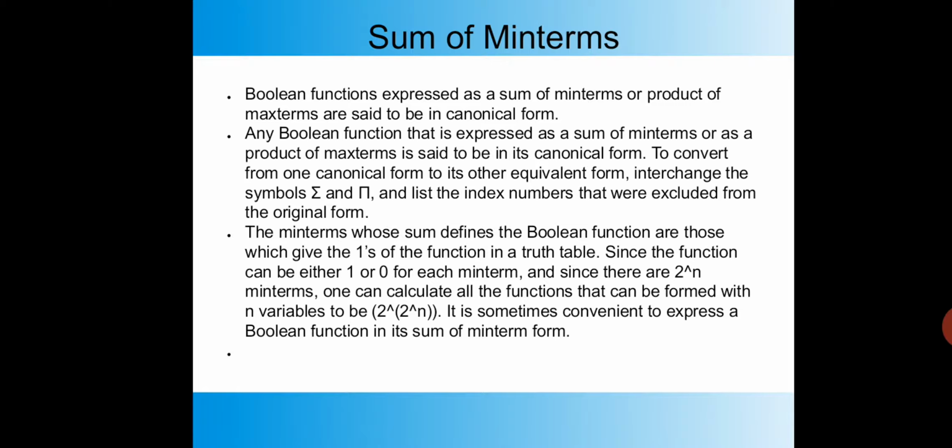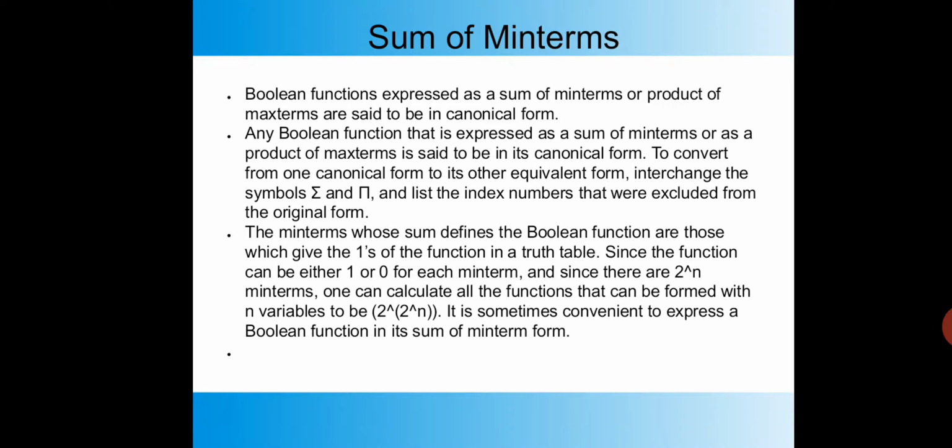To convert from one canonical form to its other equivalent form, interchange the symbols sigma and pi, and list the index numbers that were excluded from the original form. This is a small theoretical concept. When you get into the actual thing, you will get a better idea, don't worry. So here you just have to interchange the symbols, sigma to pi and pi to sigma.